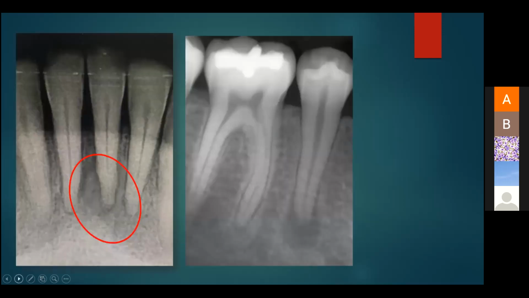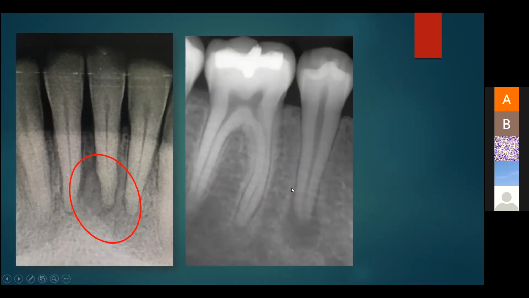I have some cases for you. In this, you can see it's an early lesion of symptomatic apical periodontitis, in which the lamina dura has completely vanished. The PDL space is increased. There's a slight swelling periapically. It can be due to the lesion present over here or constant trauma to the tooth.